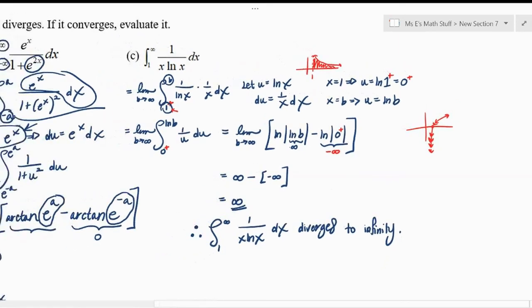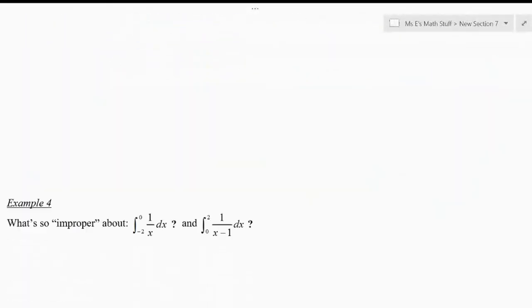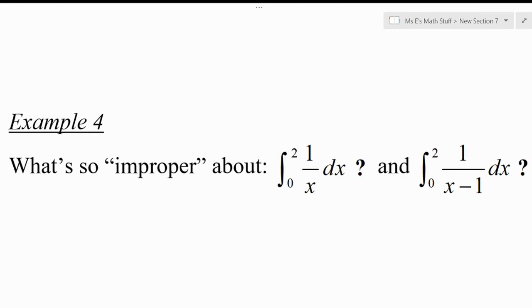Well, hopefully we're at least getting you to think a little bit or scratch your head. Speaking of scratching your head, let's think about this example here. What's so improper about the integral from 0 to 2 of 1 over x dx? And what's so improper about the integral from 0 to 2 of 1 over x minus 1 dx? Give that some thought, and check in with me in the next video.